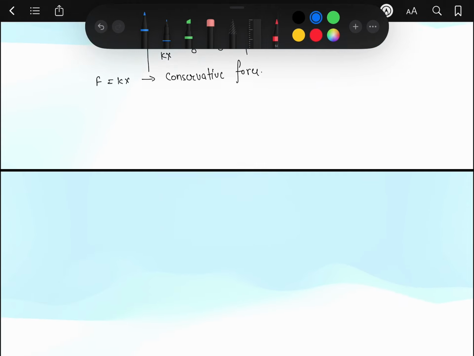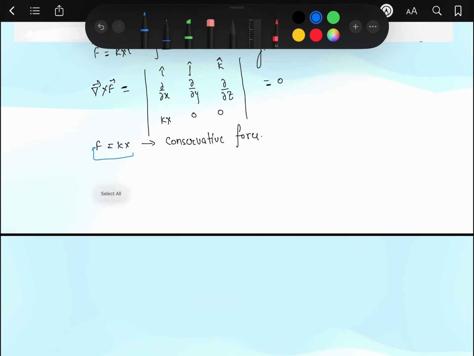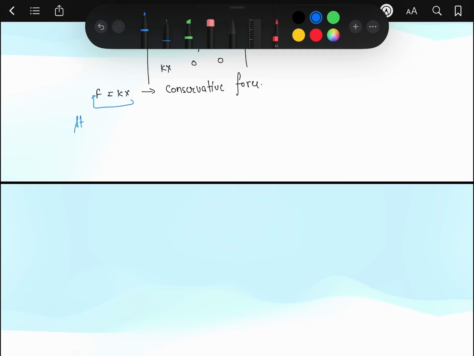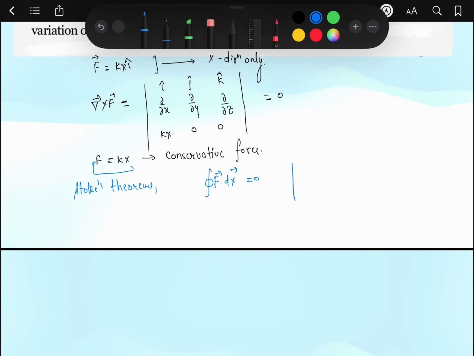Since for a conservative force, from the Stokes theorem, we can say that the work done by a conservative force on a closed path is equal to 0. Work done by this force, the integral of F dot dx on a closed path, will be equal to 0. And for every conservative force, the force is associated with some potential. So I can write F vector equal to minus del U divided by del r.